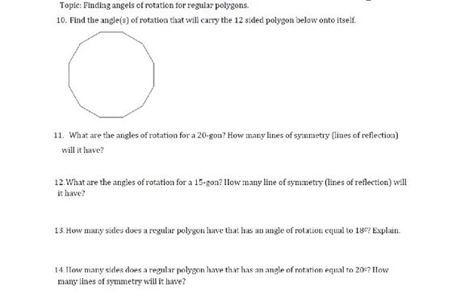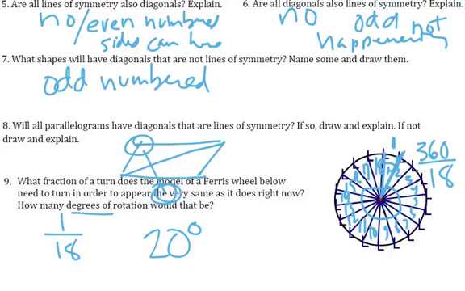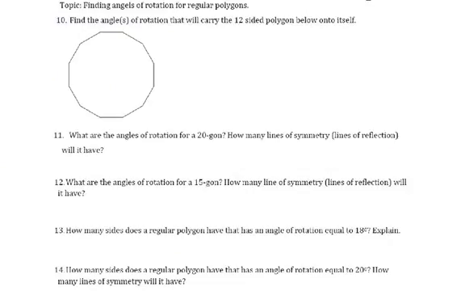Number 10. Find the angles of rotation that carry the 12-sided polygon below onto itself. That's kind of similar to what we just did, so I'll let you do this one. Count the number of sides. We've got 12. Take 360, divide that by 12, and that's going to tell you. Okay, so for number 11, you can figure that one out. Number 15, you can figure that one out.